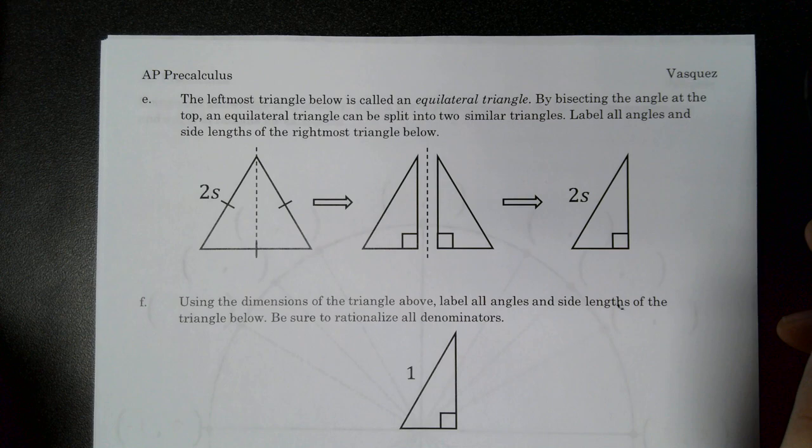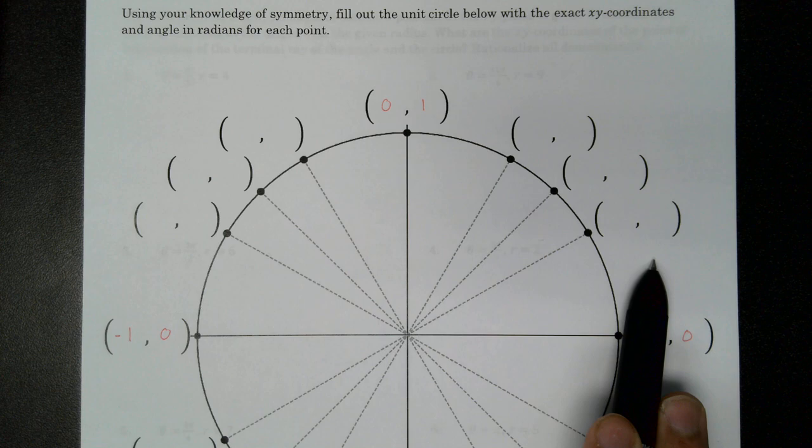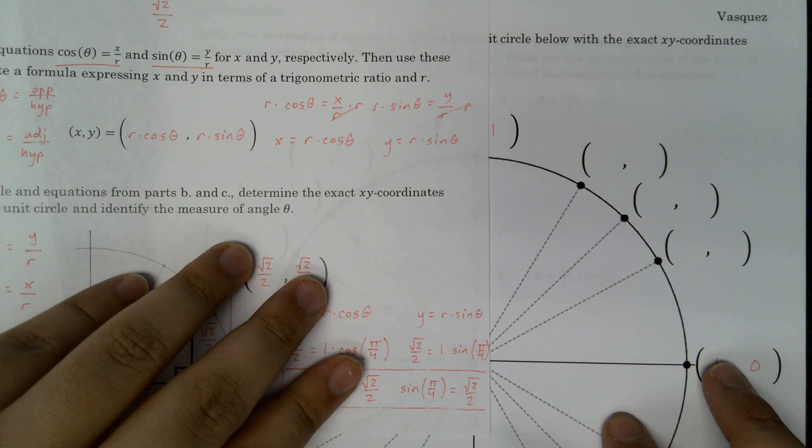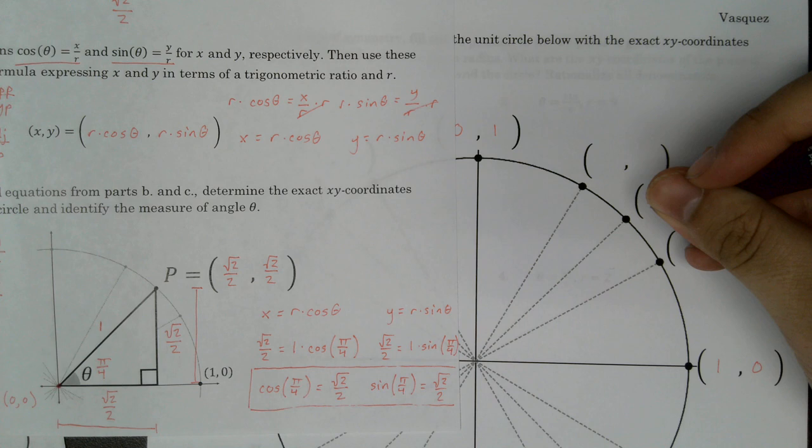We're now going to work with an equilateral triangle, the goal of which is to get these two points here on the unit circle, which is going to correspond to the coordinates here. In fact, I'm going to fill in this coordinate here that we have on the unit circle. You see that we have 3 points here, 3 points there. And the one in the middle is going to be the square root of 2 over 2, comma, square root of 2 over 2. Now we just want to figure out what these two are.